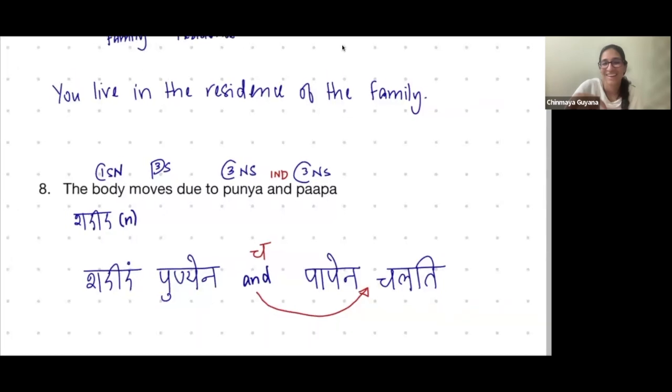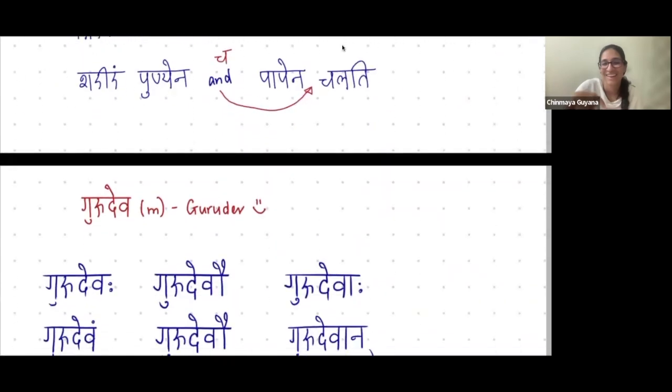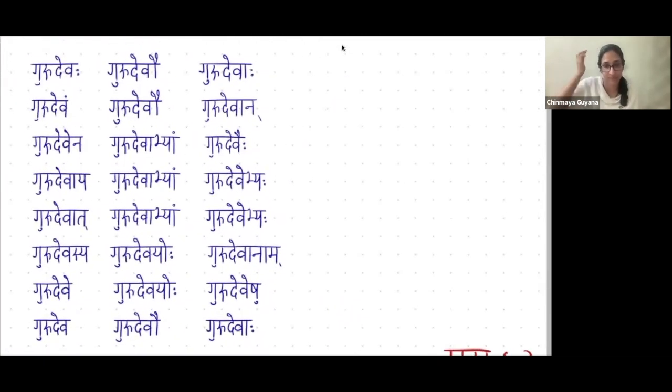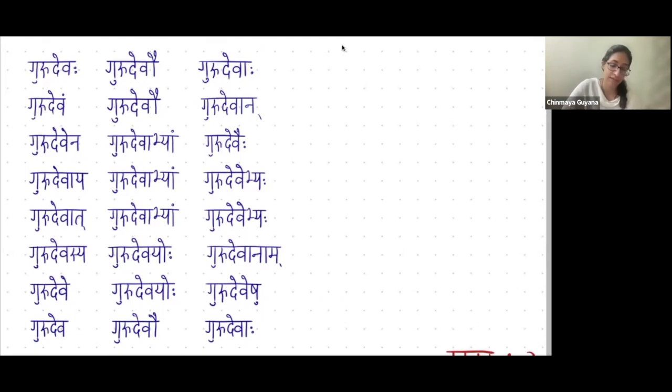Now let us review our declensions. Gurudeva was the word. In Sanskrit, Gurudev is Gurudeva. We have not learned the declension for anything like Vahalant. So this could not be Vahalant.